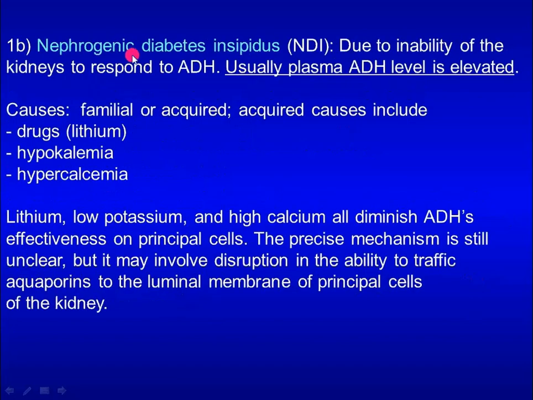Nephrogenic diabetes insipidus results from the inability of the kidneys to respond to ADH. Usually, plasma ADH levels are elevated. Causes can be genetic or acquired. Acquired causes include lithium, hypokalemia, and hypercalcemia. These three conditions all diminish ADH effectiveness on principal cells in the kidneys.